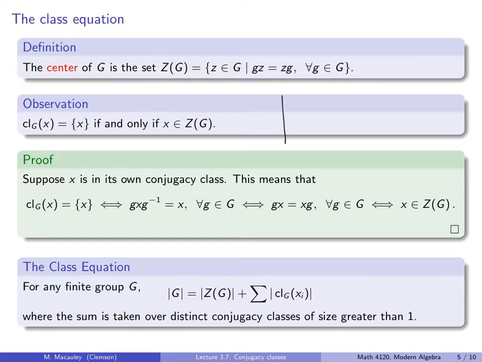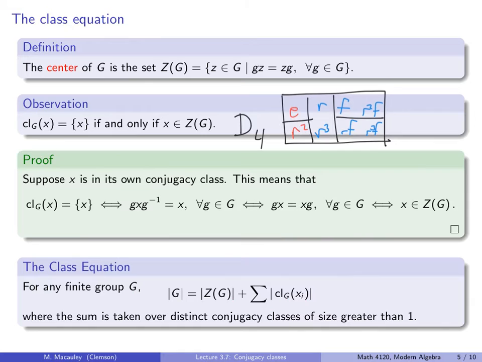And here's a picture for why this is true based on what we know. Let's just go back to that example of D4, when we had these two elements in the center, and then we had these other conjugacy classes, R and R cubed, F and R squared F, and then RF and R cubed F. So the class equation just says that the number of elements in this group is the size of the center, which we know is just the union of these size 1 conjugacy classes, plus the size of the elements in all of the other conjugacy classes. So in other words, 8 elements equals 2 elements in the center plus 2 plus 2 plus 2. And this just follows from the fact that conjugacy is an equivalence relation.